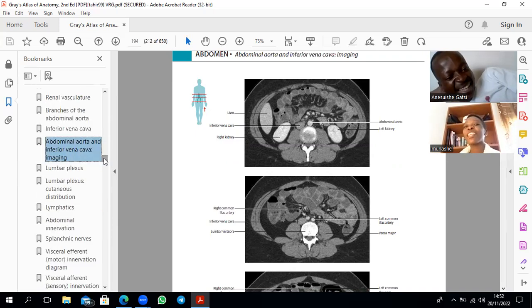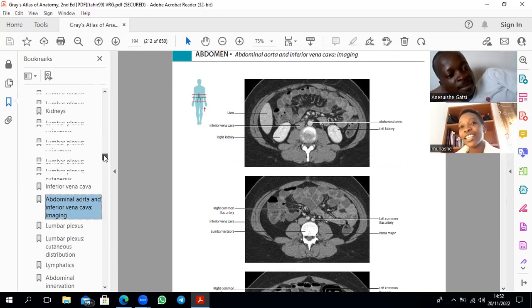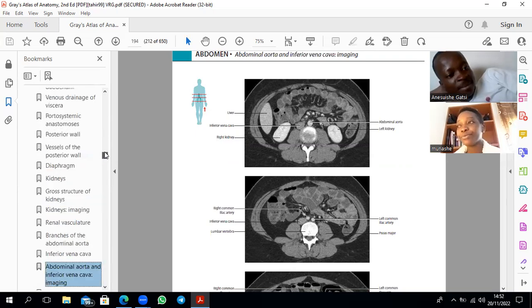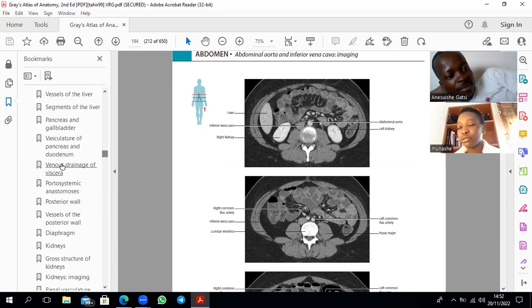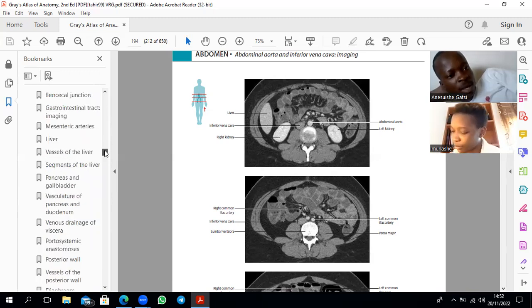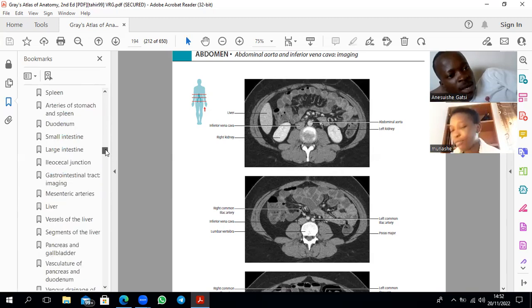It's opposite which vertebra? Should be L. No, it's not L. It's not L, so if it's not L, it's T12. I need a diagram specific to the aorta, not this.